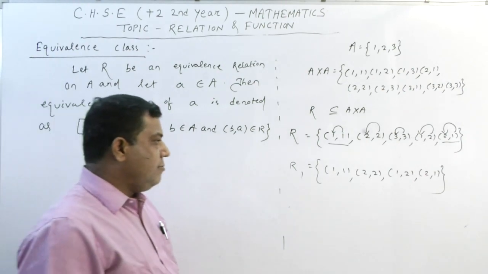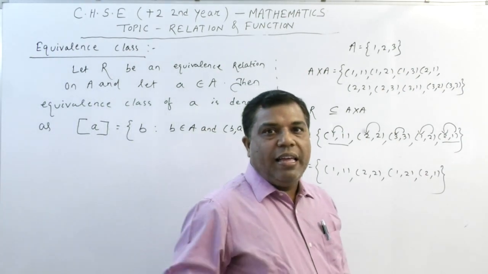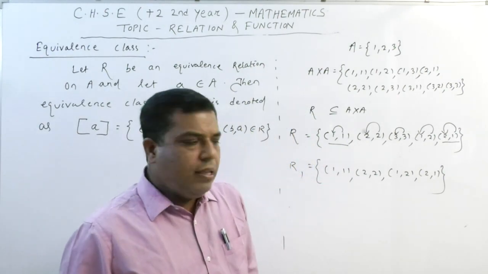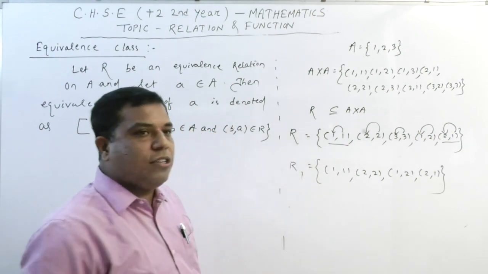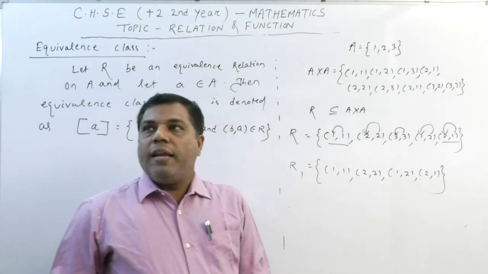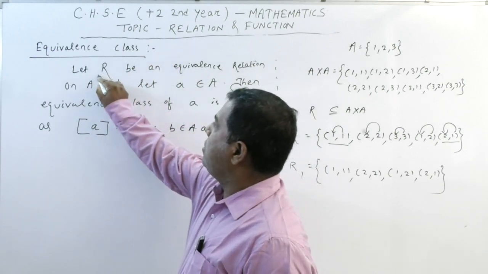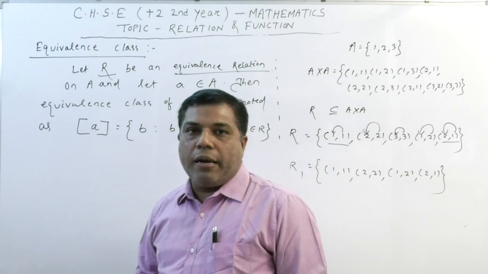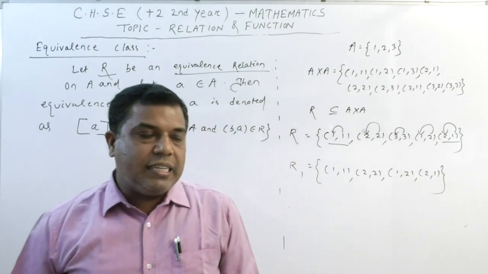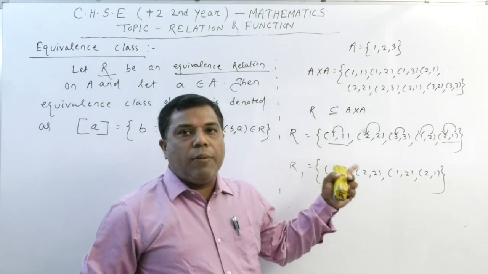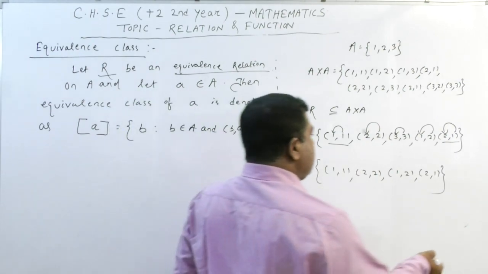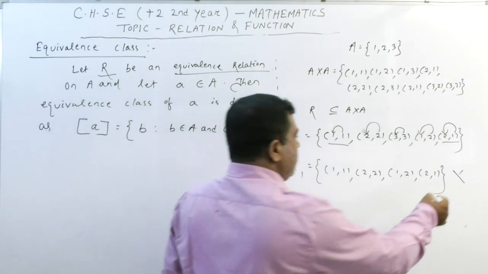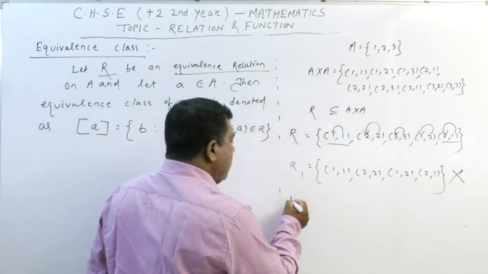We can't find the equivalence classes of this relation. Why? Because it is not an equivalence relation. First of all, the definition says that R should be an equivalence relation. Then only we are able to get the equivalence classes. So here we are not able to get the equivalence classes of this relation. Now I am writing another R2.